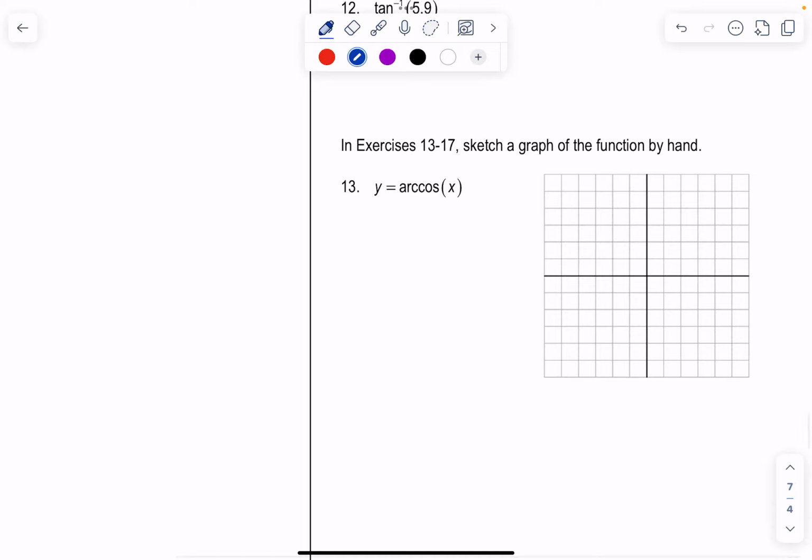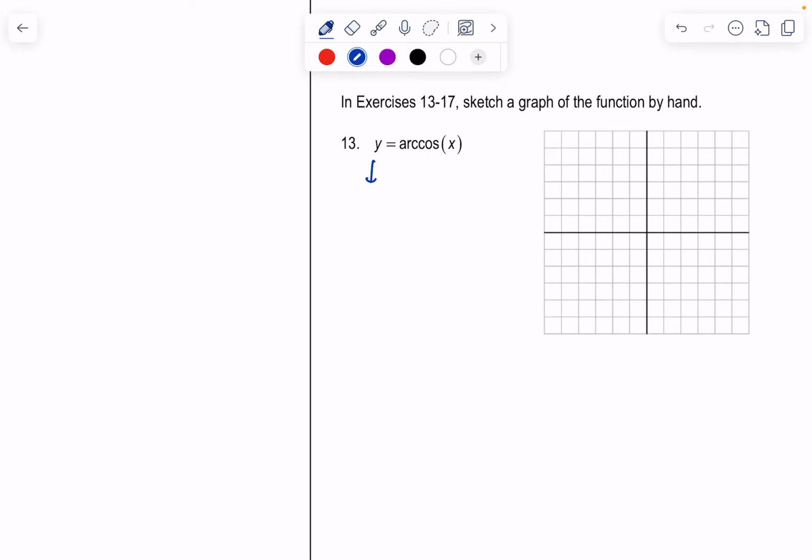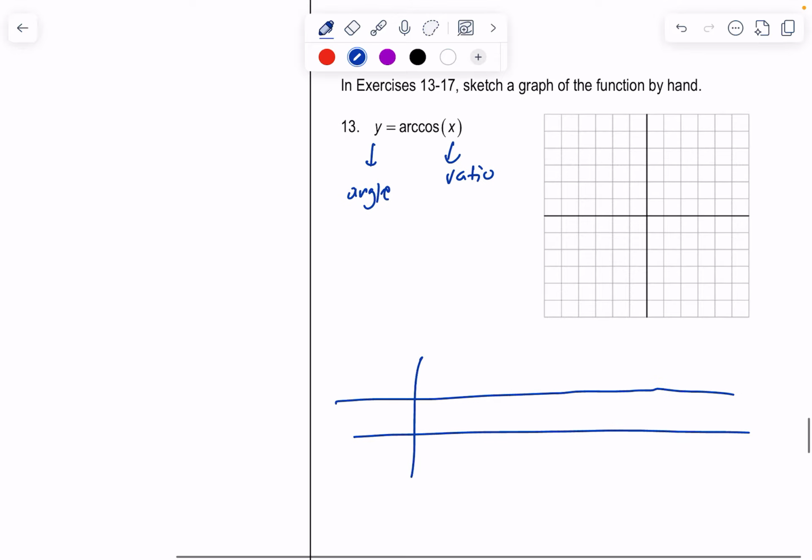And then I'm going to show you a quick example of how I will do number 13. Again, this one is an angle and this one is the ratio. So we're looking at cosine. We're looking at nice x values, and cosine has a restriction. For cosine functions, the restriction is from 0 to pi.